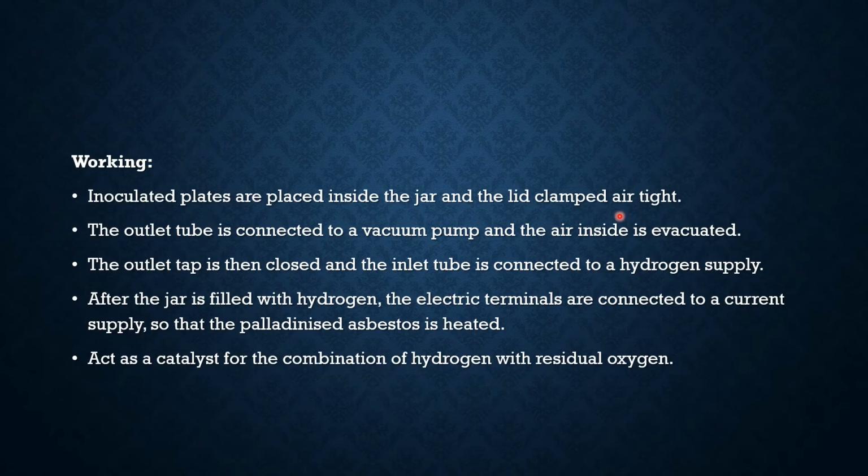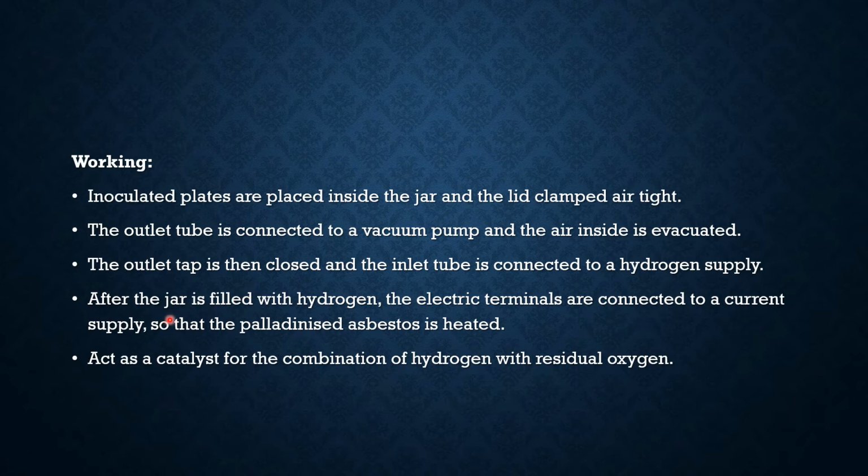And how will the McIntosh jar work? First, we will inoculate the plate and that plate will be placed inside the jar and the lid clamped airtight. The outlet tube is connected to a vacuum pump and the air inside is evacuated. The outlet tap is then closed and the inlet tube is connected to the hydrogen supply.